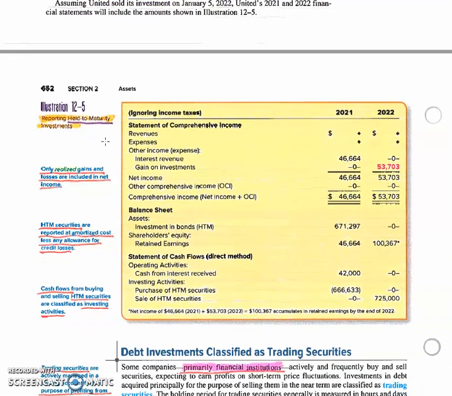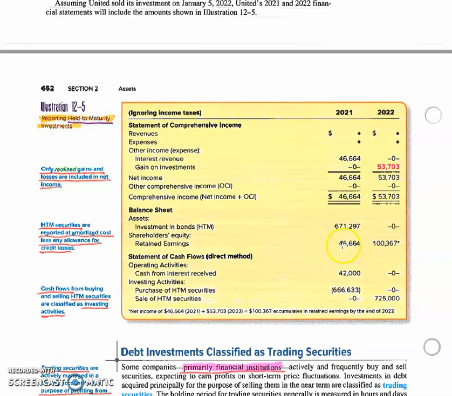So we see that down here. Here's a statement of comprehensive income. And as an element of net income, right here we see the interest revenue. And notice that includes the amortization of the discount. And then in the balance sheet, in the asset section, we see the investment in the bonds at net book value.